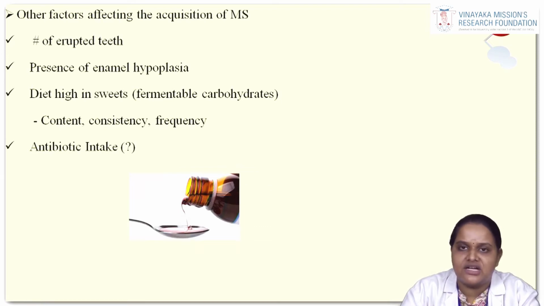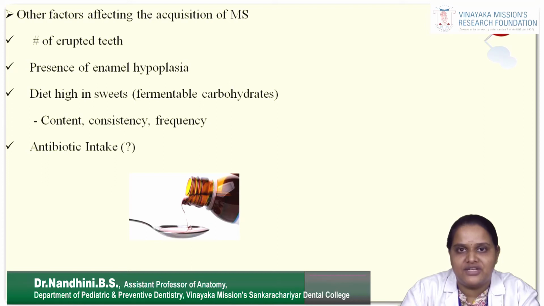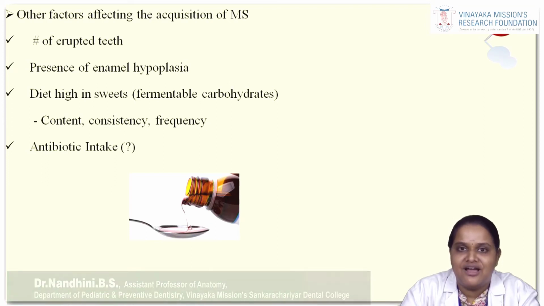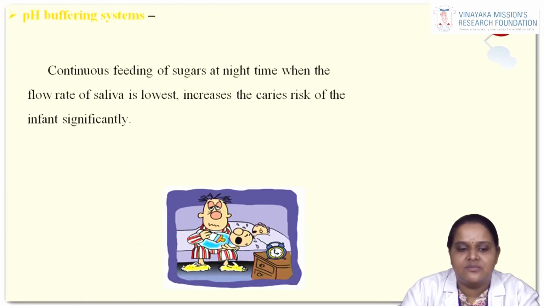Other factors affecting the acquisition of Streptococcus mutans are the number of erupted teeth, presence of enamel hypoplasia, the amount of fermentable carbohydrates that we consume, the content, consistency, frequency and time period of carbohydrate present in the oral cavity, and antibiotic intake. That's because frequent intake of antibiotics usually involves sugar additives added to them, and routine intake of antibiotics can lead to the caries process.